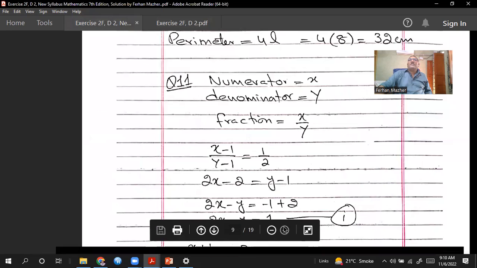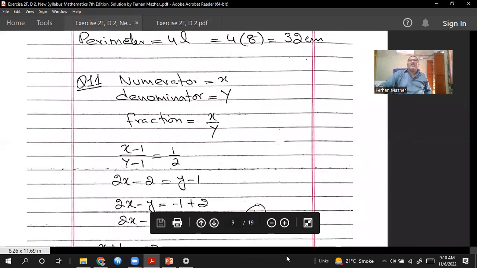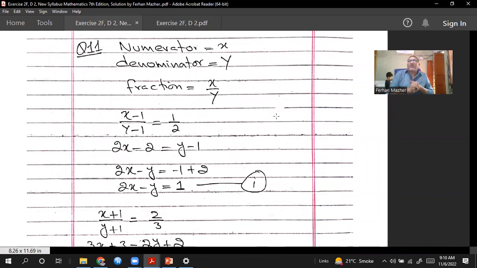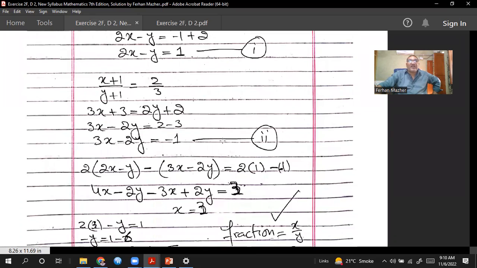Okay, so suppose that the numerator is x and the denominator is y, so the fraction will be x by y. He says that if I subtract 1 from the numerator and the denominator, the fraction will be 1 by 2. So x minus 1 divided by y minus 1 equals 1 by 2. Cross multiply, so you will have 2x minus 2 equals y minus 1. So 2x minus y equals minus 1 plus 2. So 2x minus y will be equal to 1. So that is my first equation.